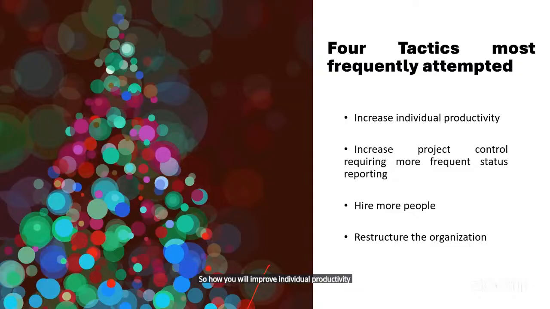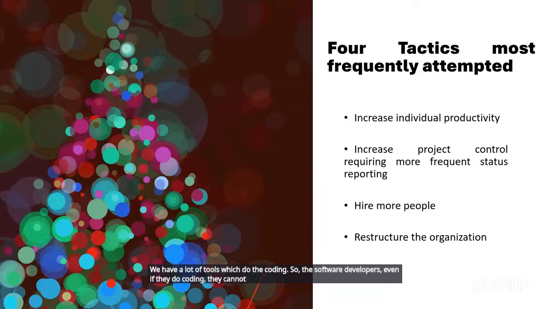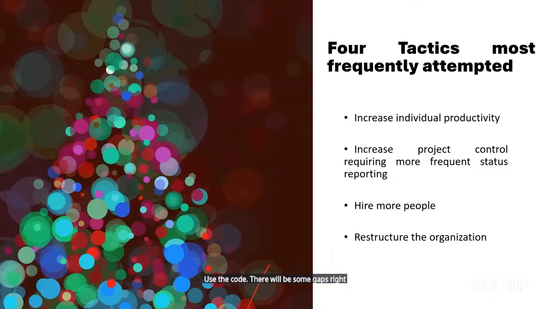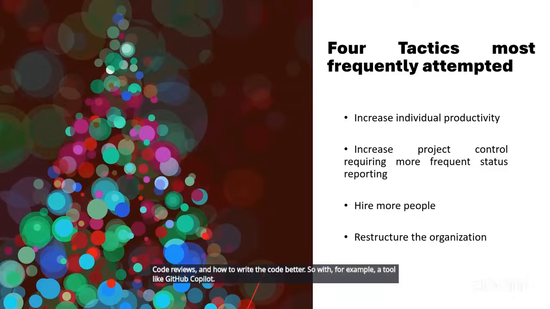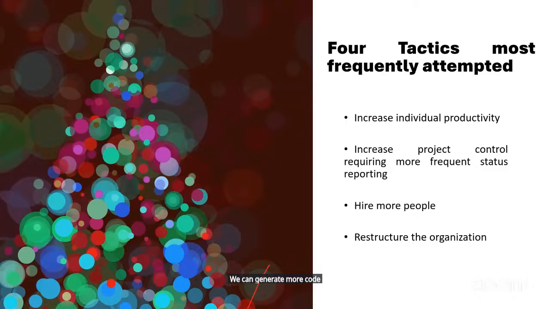Now in the age of AI, what has happened? We have a lot of tools which do the coding. So the software developers, even if they do coding, they cannot cope with the speed at which the tools give the code. There may be some gaps right now, but those can be addressed through code review. We get a lot of ways by which we can do code reviews and how to write the code better. So with, for example, a tool like GitHub Copilot, we can generate more code in a short period of time. We only need to do better reviews. But this is actually increasing individual productivity.